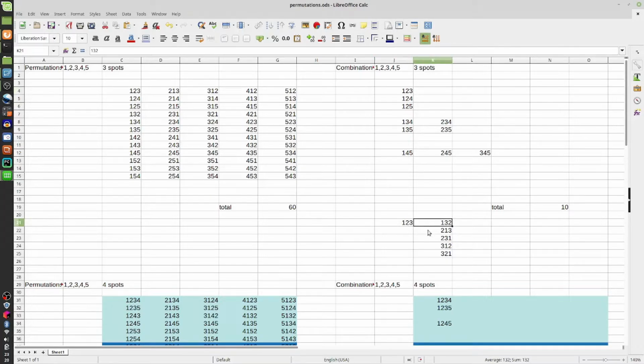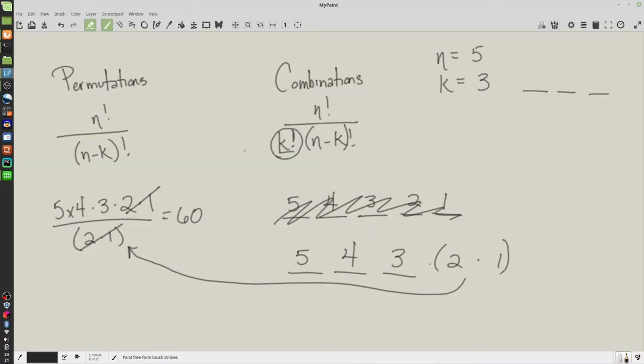These are all the copies of that same combination: 1, 2, 3; 1, 3, 2; 2, 1, 3; 2, 3, 1; 3, 1, 2; and 3, 2, 1. If you count them, it's 6 total. So what we're taking is 1 out of the 6. So let's come back here.